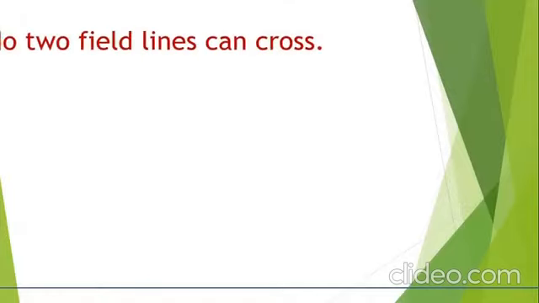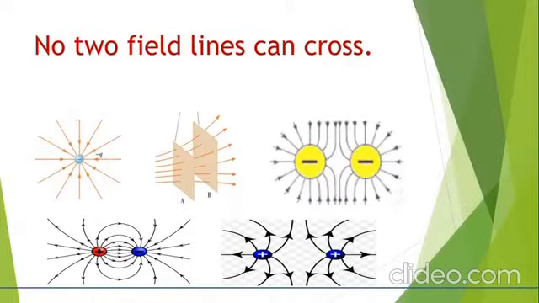The last rule is that no two field lines can cross each other. As we can see here, electric lines of force never intersect each other because at the point of intersection, two tangents can be drawn to the two lines of force. This means two directions of electric field at the point of intersection, which is not possible and is physically incorrect.